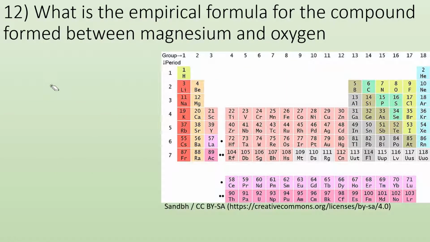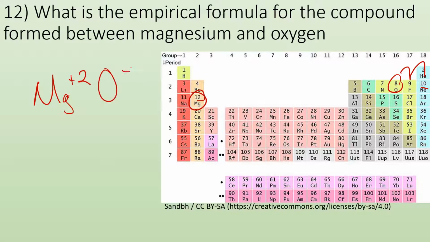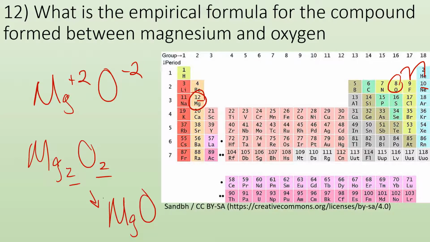12. What is the empirical formula for a compound formed between magnesium and oxygen? So magnesium is going to lose 2 electrons, so it could look like neon. So I'm going to end up with Mg 2+. Oxygen is going to have to gain 2 electrons, so it's going to be oxygen 2-. I can do the switch and simplify. I get Mg2O2 and simplify. They're both 2, which means I can simplify them to just be MgO.